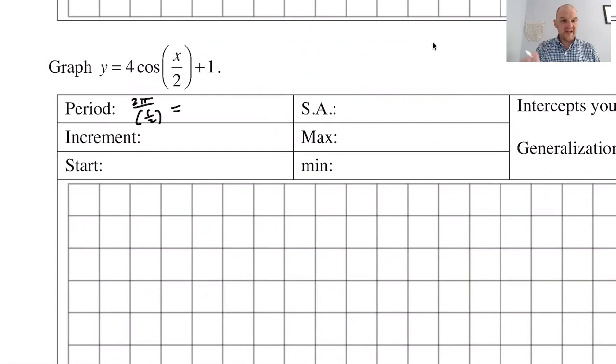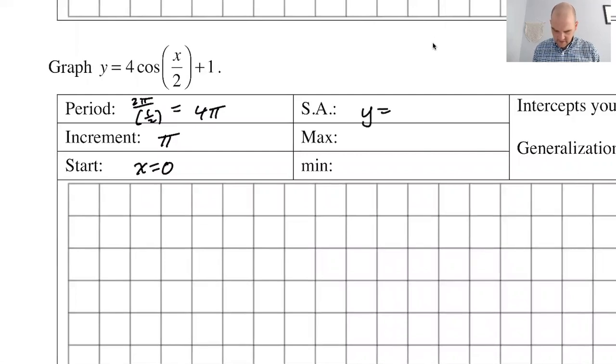B is 1/2 because it's 1/2 times x, right? So you have to look for the coefficient of x, and it's 1/2 in this case. So this will be 4 pi, which makes the increment, the period divided by 4, pi. The start: x over 2 equals 0, so x equals 0.